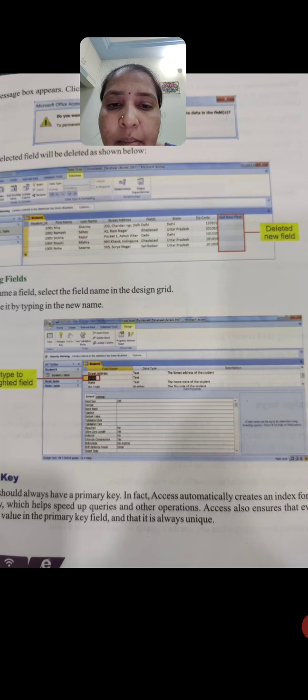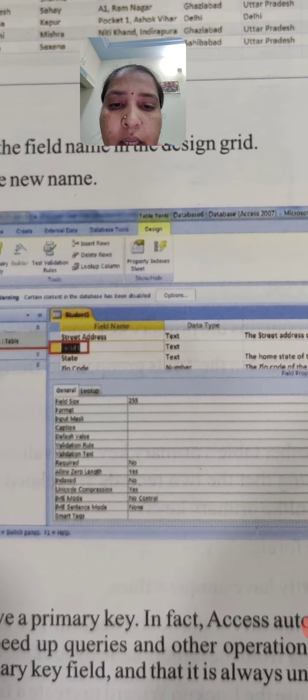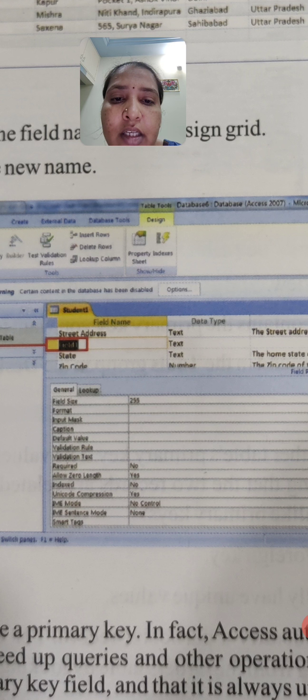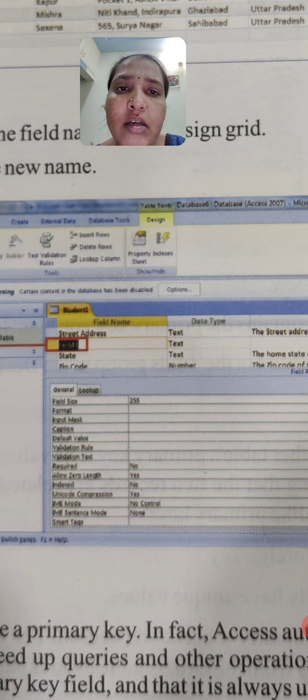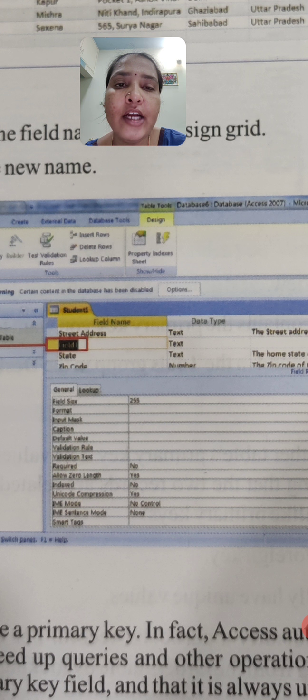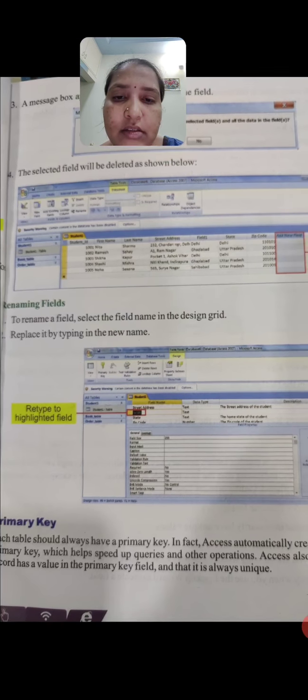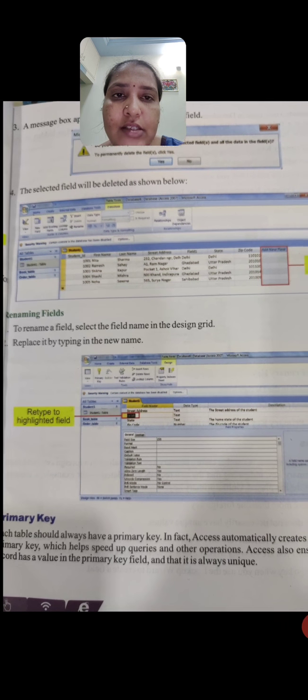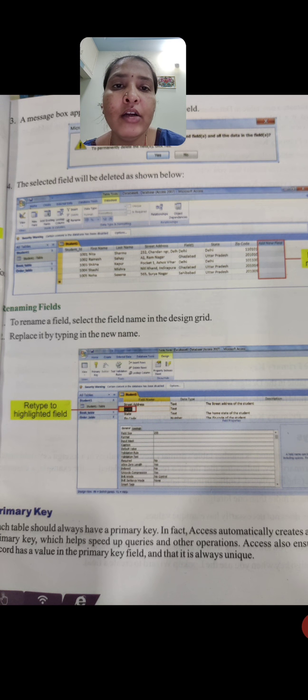Okay. Then renaming the fields. As I said, for renaming, see here, street address. We have given a street address. If you want to give another name instead of street address, you can give it as home address. You just have to move the cursor to the street address field and write another name. This is how we rename the fields in that particular window.